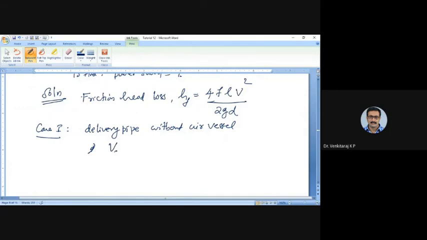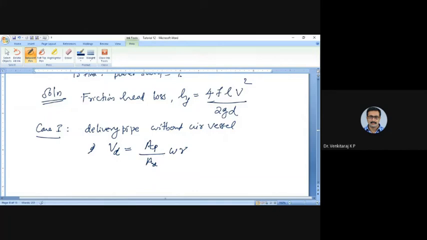V_D is equal to (A_P by A_D) omega R. So this is the same equation that we have used in our first problem. So V_D is equal to A_P by A_D omega R.